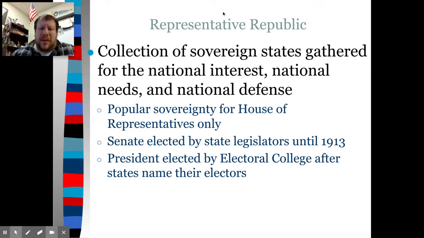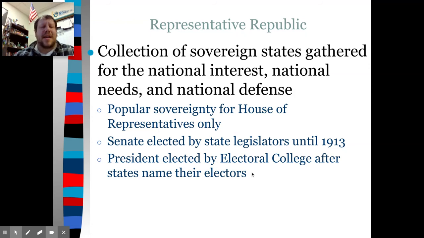We talk about representative republic, our collection of sovereign states gathering national interests together. And so we look at the time we had popular sovereignty, or basically election by the people, for only the House of Representatives. Remember, the Senate was picked by state legislators until 1913. And so the only national leaders that the people actually picked were the House of Representatives. And then in 1913, they could start picking the Senate.